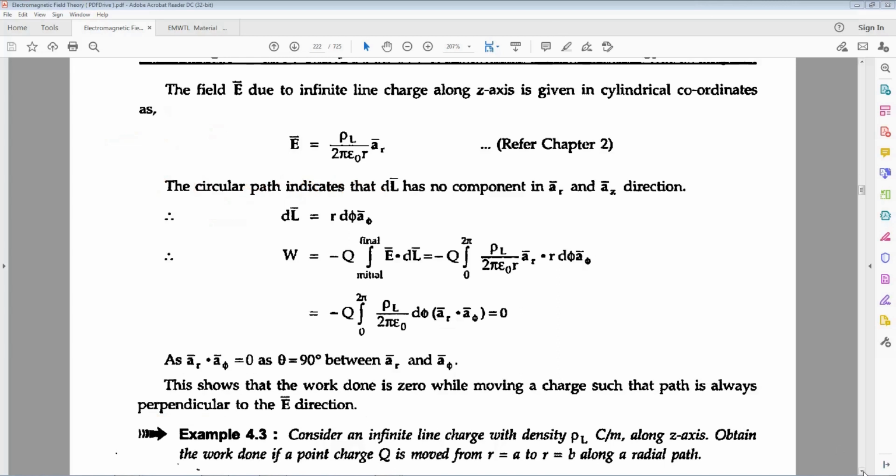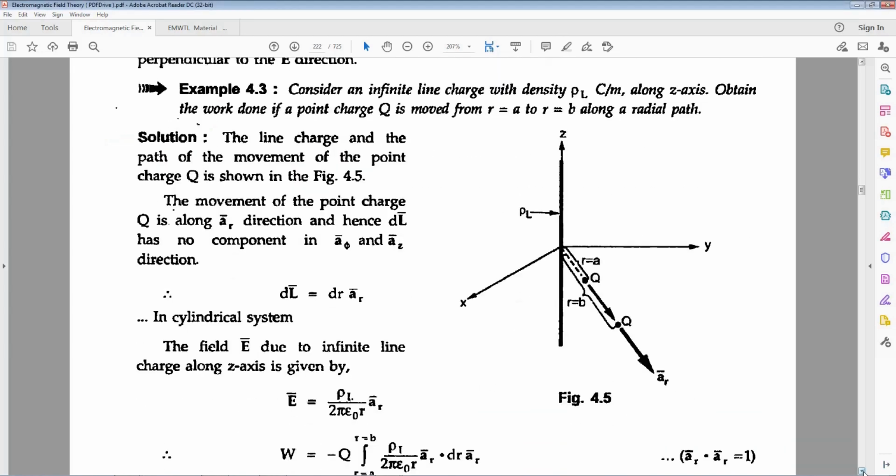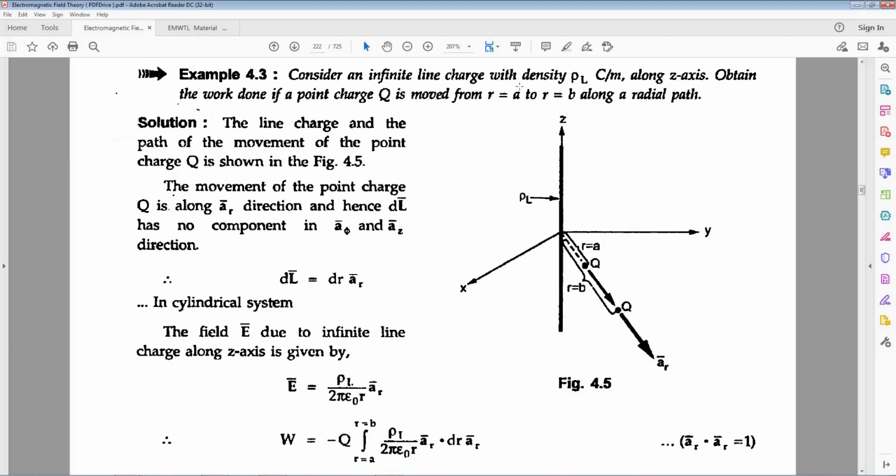Next, coming to another example. Consider an infinite line charge with rho L density along the z-axis. Obtain the work done if a point charge Q is moved from R is equal to A to R is equal to B along the radial path. So the dl bar now we can consider in the AR bar direction. Dl bar is equal to dr into AR bar.